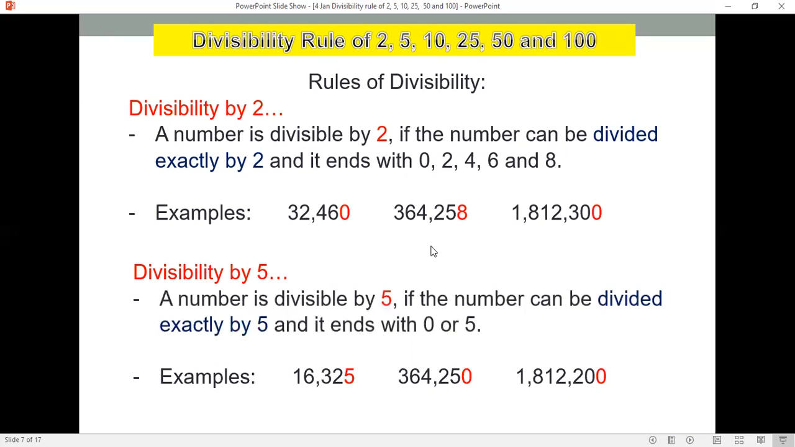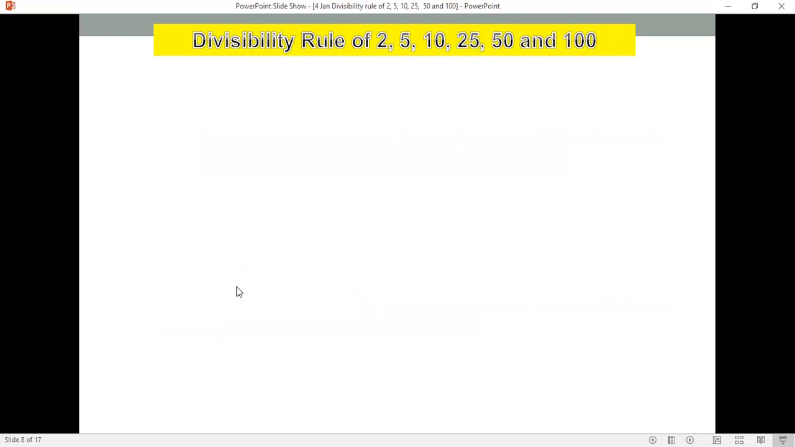16,325 ends with 5, therefore it's divisible by 5, and it is a multiple of 5. 364,250 ends with 0, and it is a multiple of 5, so it is divisible by 5. 1,812,200 ends with 0, therefore it is divisible by 5. Next one. So this is the very easy one. Divisibility by 10.